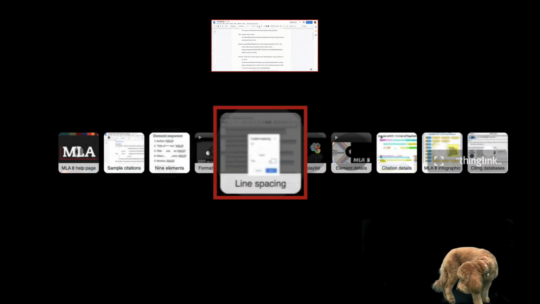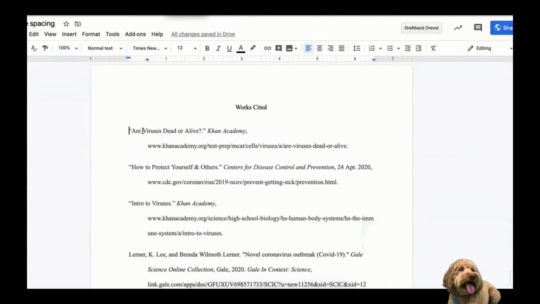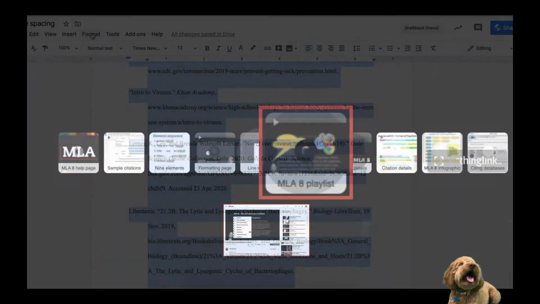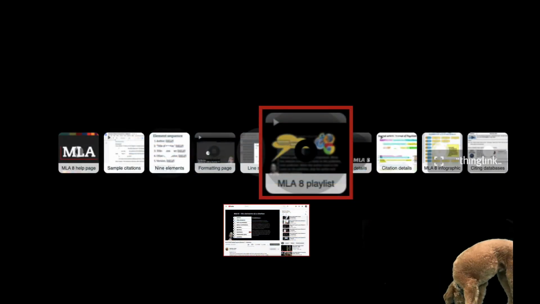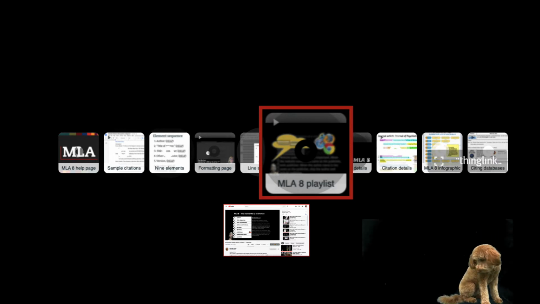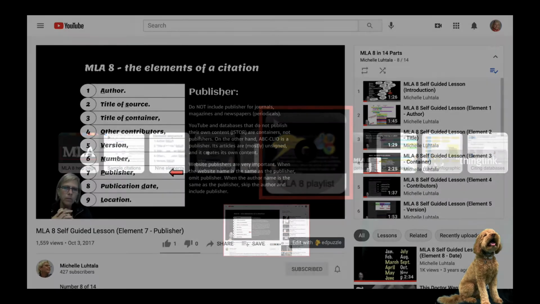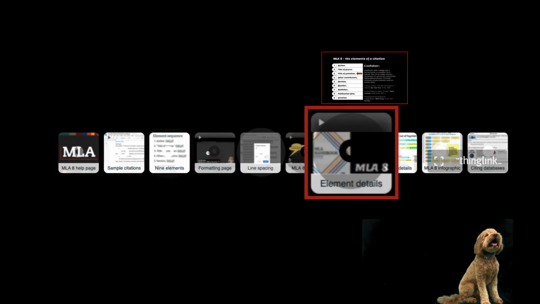It's literally 15 seconds. There's a little bit of a line spacing problem that is a common problem, so that helps them fix that. So we created a playlist that really walks them through all of the 9 elements plus a few others. So there are 14 videos in total, and they are all on a YouTube playlist. So that is a link to that playlist.